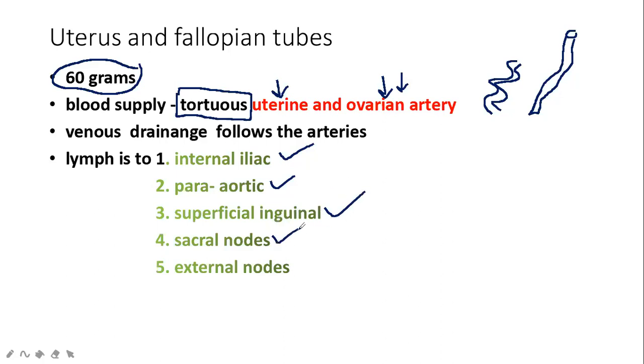And then the sacral nodes. The sacral nodes are coming from the region of the cervix. And then we have the external iliac nodes. So we drain into the internal iliac as well as the external iliac nodes, the para-aortic, superficial inguinal, and then the sacral nodes. But the most common ones they ask about are the superficial inguinal nodes and the para-aortic nodes. They want to test if you know that the uterus is also supplied by the ovarian artery, or the uterine. The uterus also has a communication with the labia majora, which gives lymph to the superficial inguinal nodes.